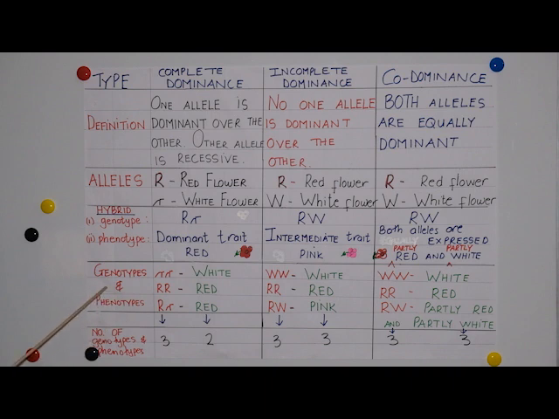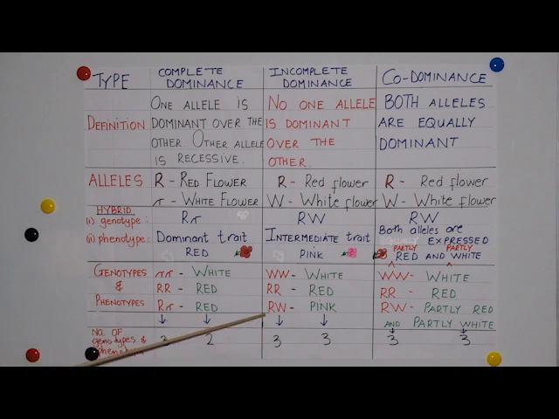The genotypes and phenotypes for each type of dominance. For complete dominance, it's two small letter r's, which is homozygous recessive for white flower color, the recessive color. Homozygous dominant, two capital letter R's for the red flower color, and the hybrid, capital letter R and a small letter r for the red flower color. So three different genotypes for complete dominance, however only two phenotypes, white and red, for complete dominance.